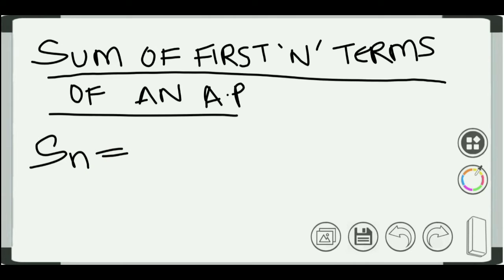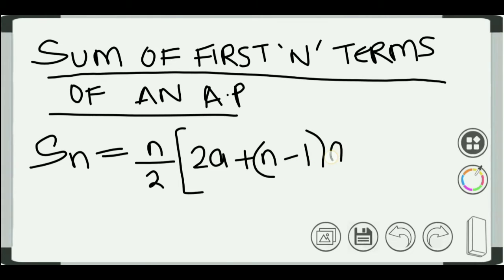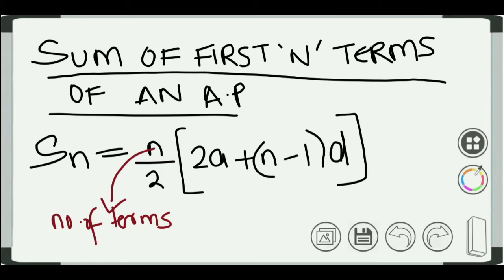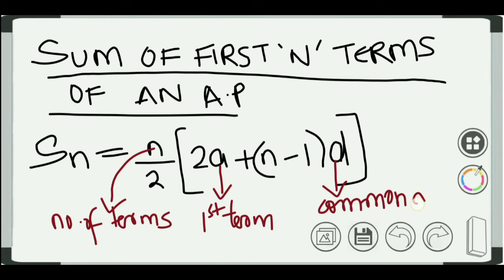Sn means sum of first n terms of an AP, that is Sn equal to n by 2 into 2a plus n minus 1 into d. So this is the formula for finding the sum of first n terms of an AP. This n is number of terms, a is the first term and d is the common difference. So this is the formula, Sn is equal to n by 2 into 2a plus n minus 1 into d.